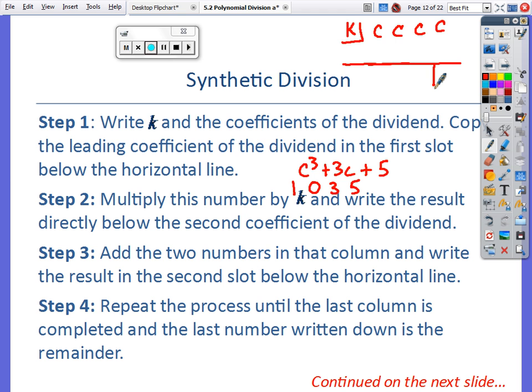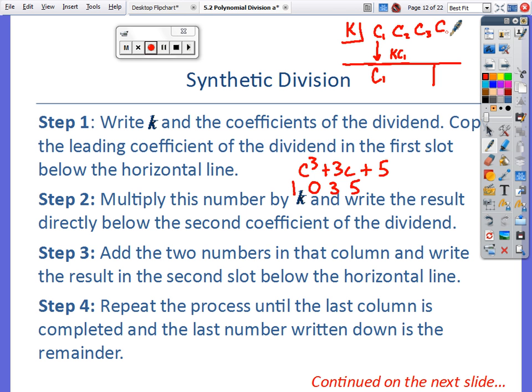Then there's sort of a process. What we want to do is we want to go ahead and drop the first value, the first coefficient, down below that horizontal line. Now once you drop it, you multiply that number by k and write it into the next open spot. So you're going to take this k and multiply, let's call that c sub 1, by c sub 1. And you're going to add it to that spot right there.